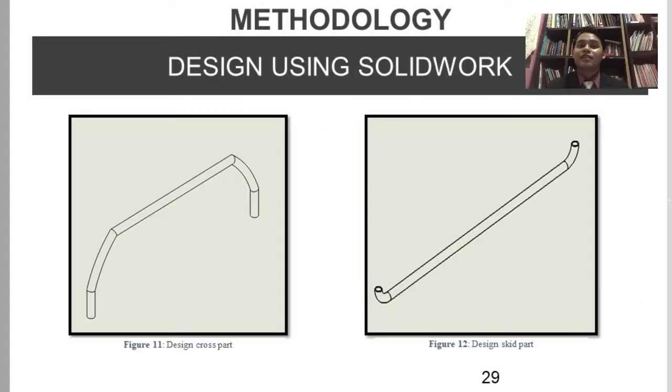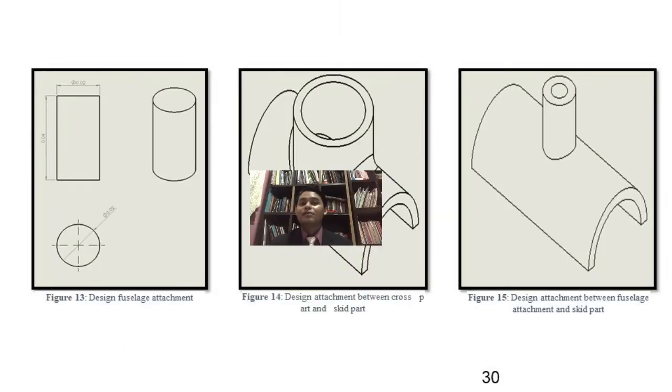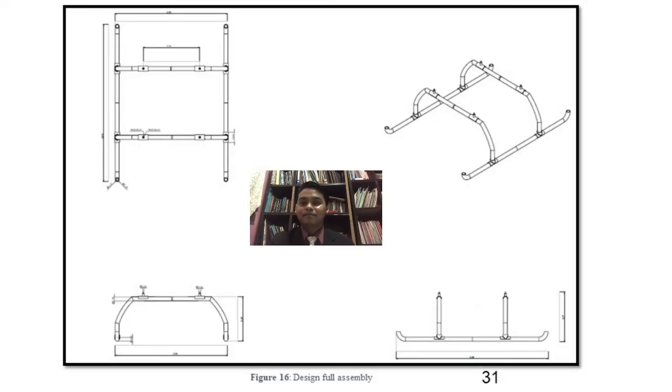Figure 11 shows the design of the cross part, figure 12 shows the design of the skid part, figure 13 is the design of the fuselage attachment, figure 14 is the design of the attachment between the cross part and skid part, and figure 15 shows the design of the attachment between the fuselage attachment and skid part. Okay, this is our full assembly after we have designed every part.